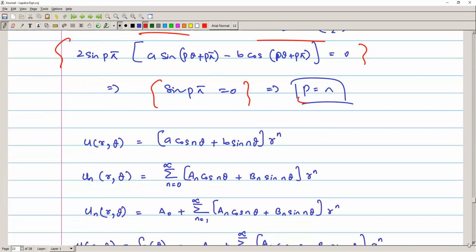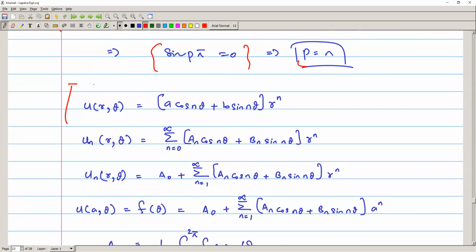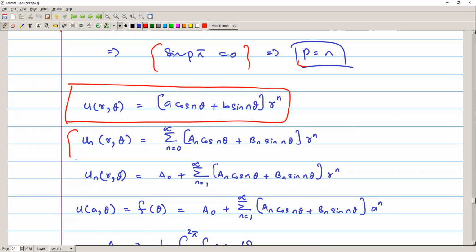Now we can plug in here in the solution, that is our general solution, so (a cosine n theta plus b sine n theta) times r to the power n. So now we have this general solution u(r, theta) equals the summation from n equals 0 to infinity of (a_n cosine n theta plus b_n sine n theta) r to the power n.